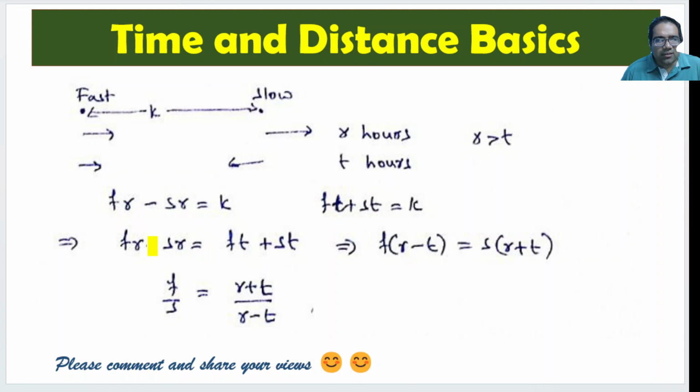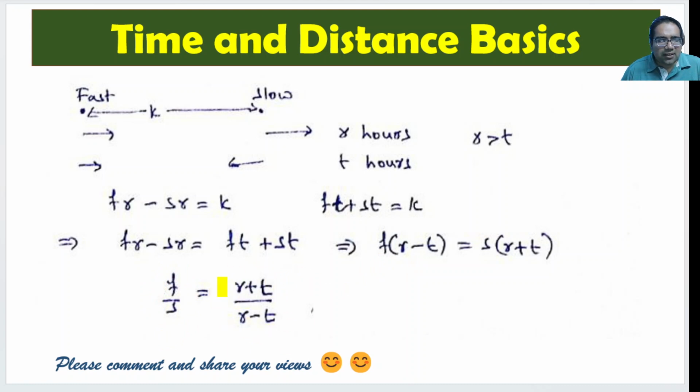Let's equate them. If we bring ft to this side, we get f into r minus t, and if we take sr to the other side, s into r plus t. So f times r minus t equals s times r plus t. What does that mean? f by s, the speed of the fast guy by the speed of the slow guy, equals r plus t by r minus t.